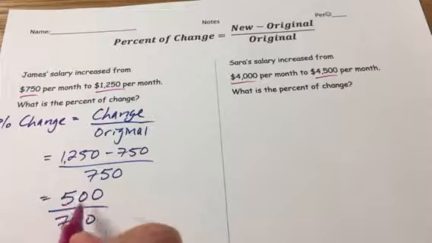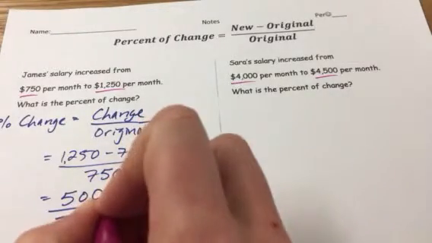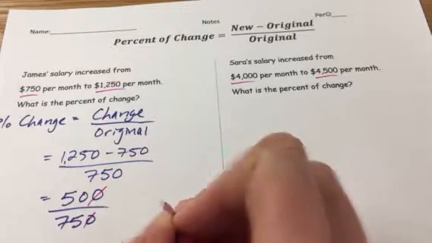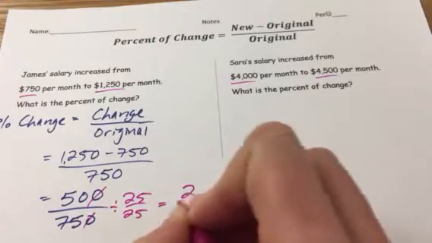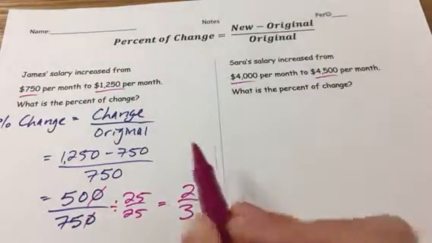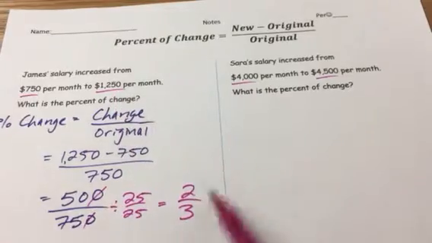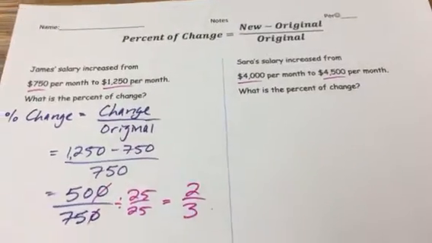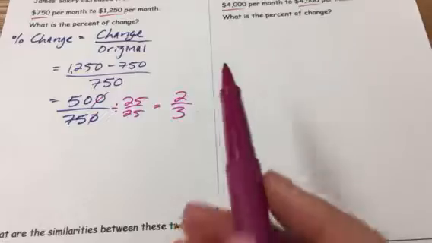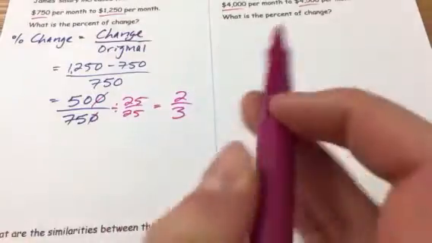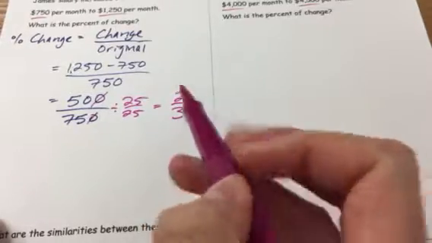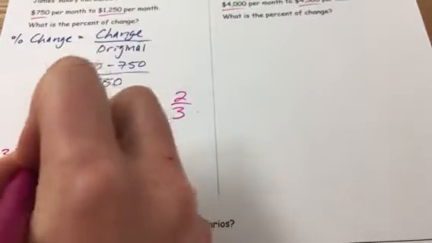I want to know what percent is 500 out of the 750. So right off the bat, I can get rid of zeros. I can divide the top and bottom by 25, and I get 2/3. He's making 2/3 more than he originally was. Now again, I want to go ahead and convert my 2/3 into a percentage. Using my trifecta skills, I cannot turn the 3 into 100, unfortunately, so I'm going to have to go division route. So this is going to be 2 divided by 3.